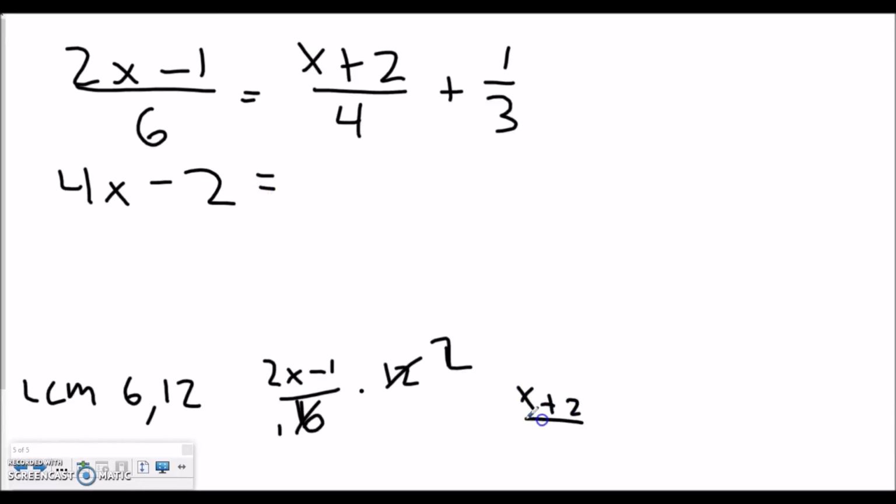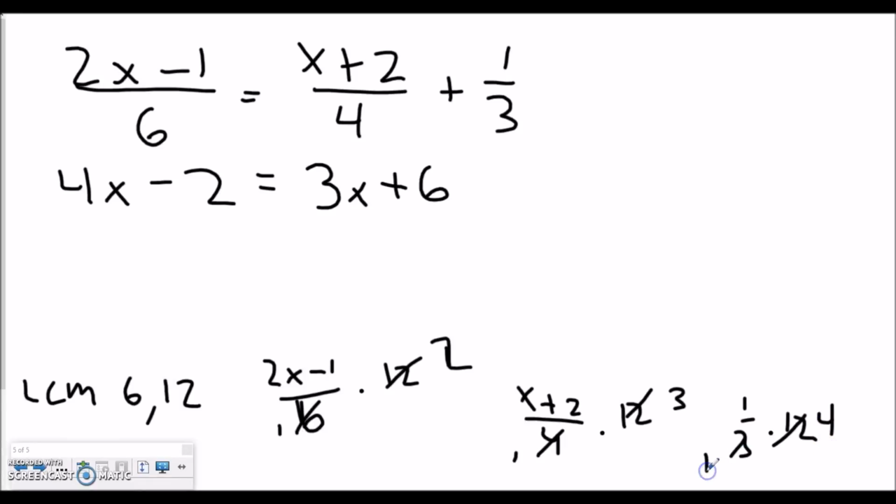X plus 2 over 4 times that, 12. 12 and 4 reduced to 3 and 1. 3 times x is 3x. 3 times 2 is 6. 1/3 times 12, that reduces to 4 and 1. 1 times 4 is 4. I will combine like terms.